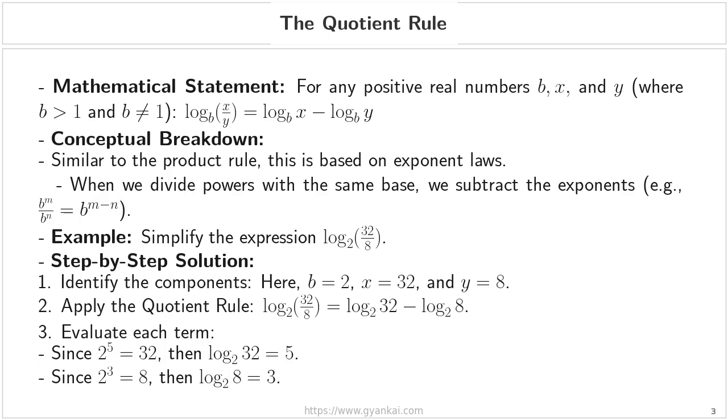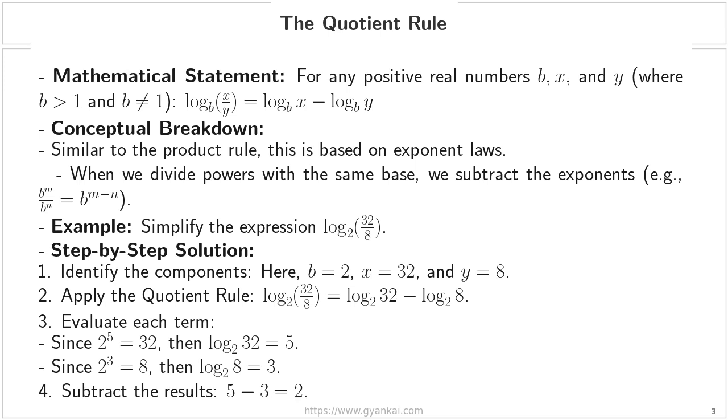Third, we evaluate each of these terms individually. We know that 2 to the power of 5 equals 32, so the logarithm base 2 of 32 is 5. Similarly, since 2 to the power of 3 equals 8, the logarithm base 2 of 8 is 3. Fourth, we simply subtract the results. 5 minus 3 equals 2.